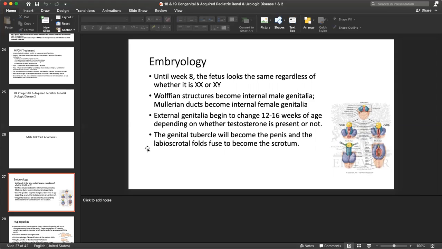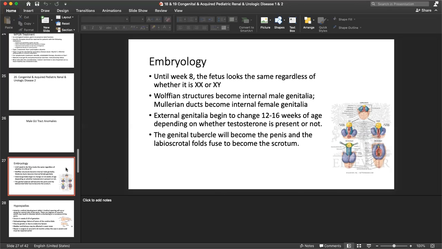External genitalia starts changing at 12 to 16 weeks, so that's why they see the sex of the baby at like 16 weeks. The genital tubercle becomes the penis, and the labioscrotal folds become the scrotum.